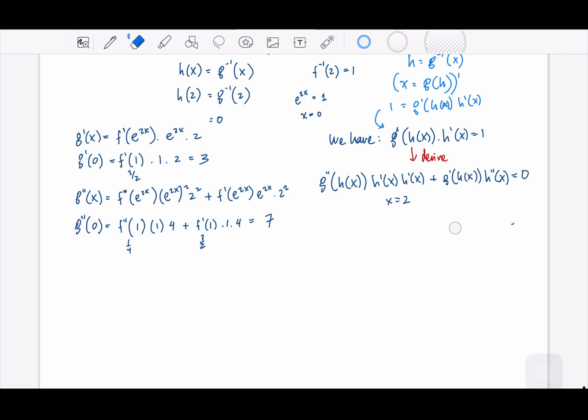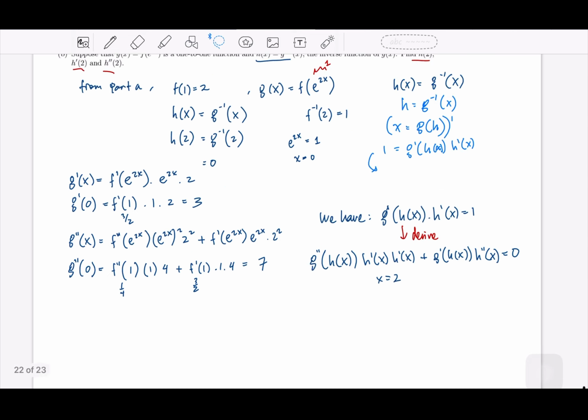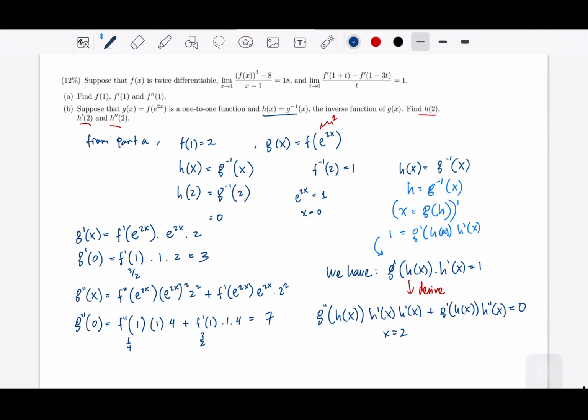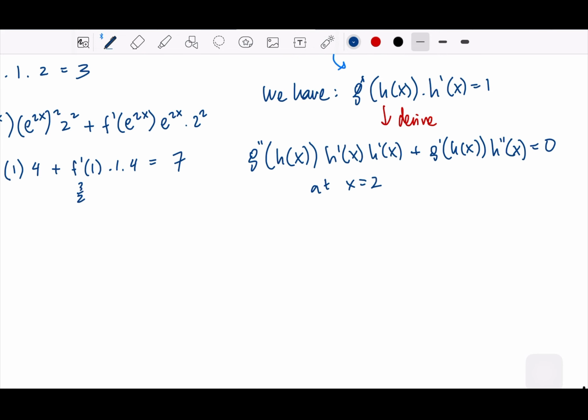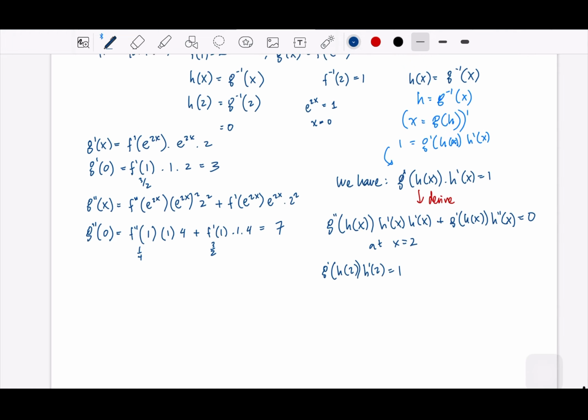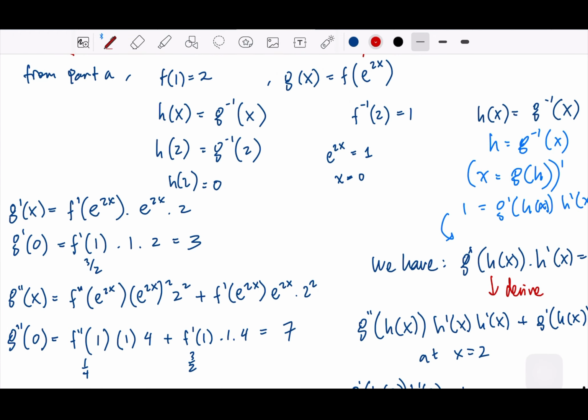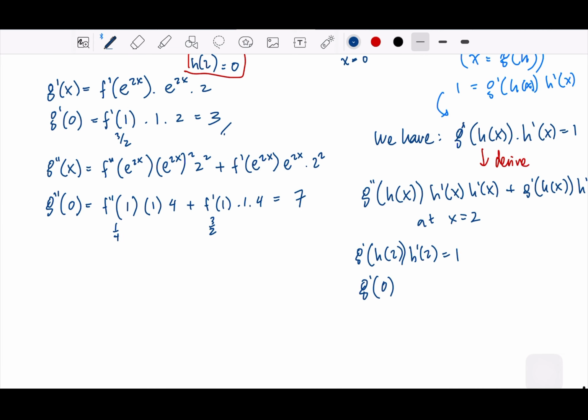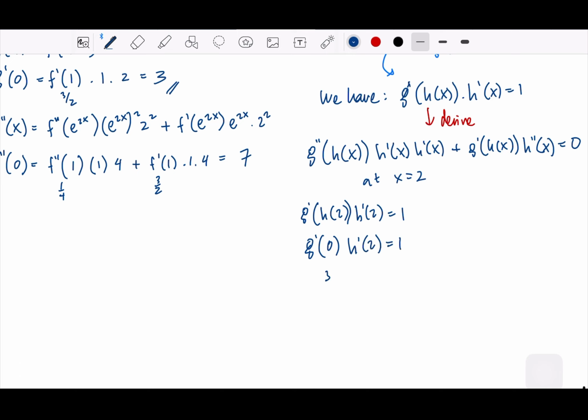Let me move a little bit down here. Now at x equal to 2, let me start from the first one. h(2) is 0, right? From here, we could take g'(0), which is 3, and then h'(2). This is equal to 1, so 3 times h'(2) equals 1, so h'(2) is 1 over 3. Okay, I think we got the second one.